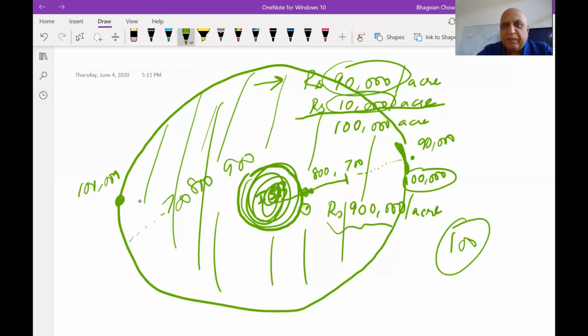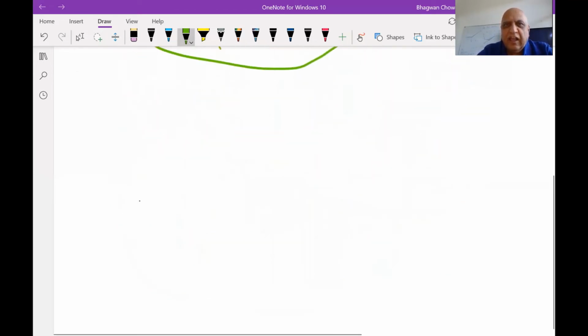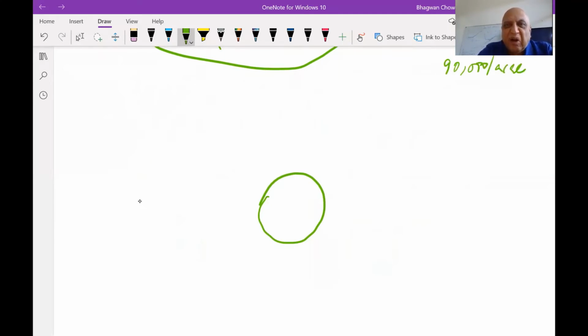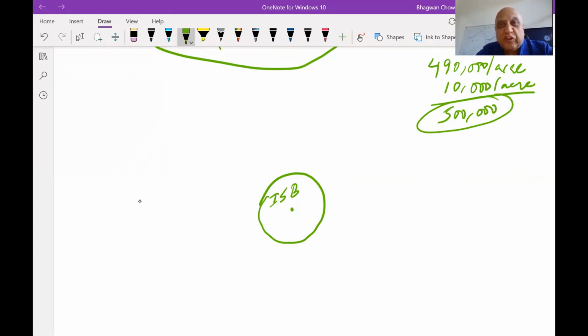Okay, now let me try something else. Let's suppose instead of building ISB at a place where the land was cheap, 90,000 per acre, let's say the land around this was actually more expensive. Let's call it, say, 490,000 per acre. Now I'm not in a farmland anymore. I'm closer to a city where the land is more expensive. And like before, let's say it costs another 10,000 per acre to develop it. So if I give up that land, essentially my opportunity cost of using that land around is 500,000 per acre.